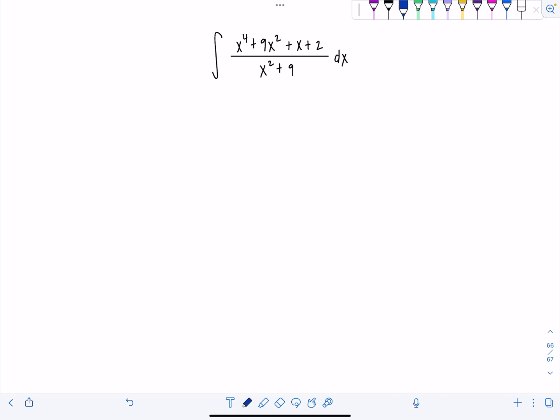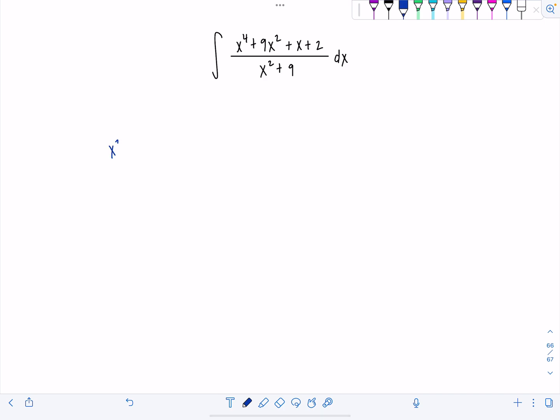Here's your integral of the day. We have an indefinite integral of a cute little rational function, x to the fourth plus 9x squared plus x plus 2 over x squared plus 9 dx. Right off the bat, I'm not going to even think about doing partial fraction decomposition because the degree of the numerator is higher than the degree of the denominator. So we need to long divide.